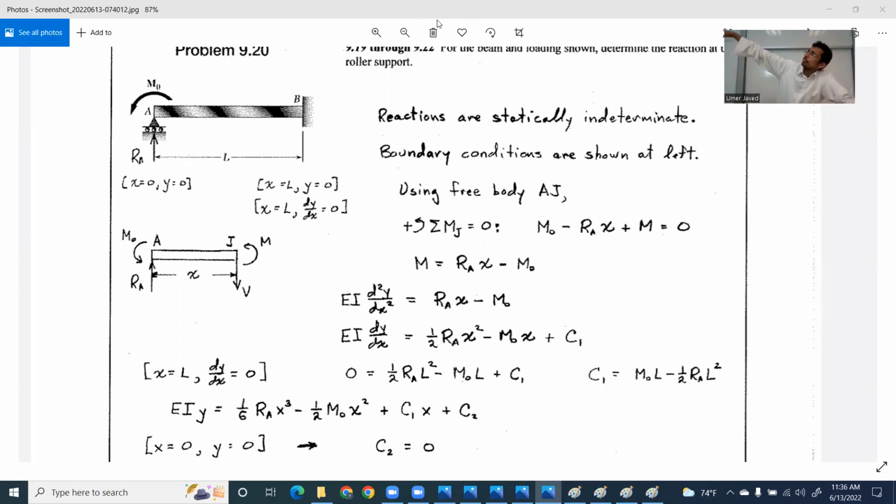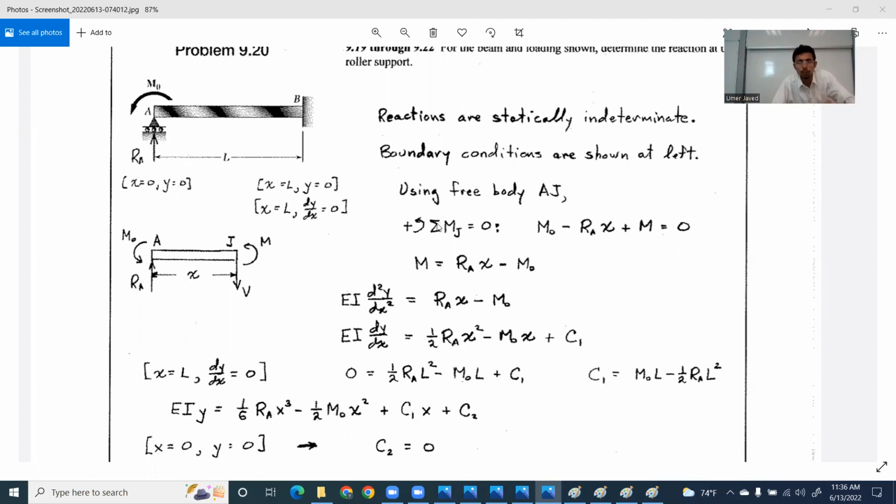So in the exam, if such kind of a question shows up, I can ask two different questions. A, give me the reaction at the supports, or I can ask you, give me the equation of elastic deflection for this one. How would you do? The first step will be, I'm not doing this whole question, I'm just showing you it's a very little problem.